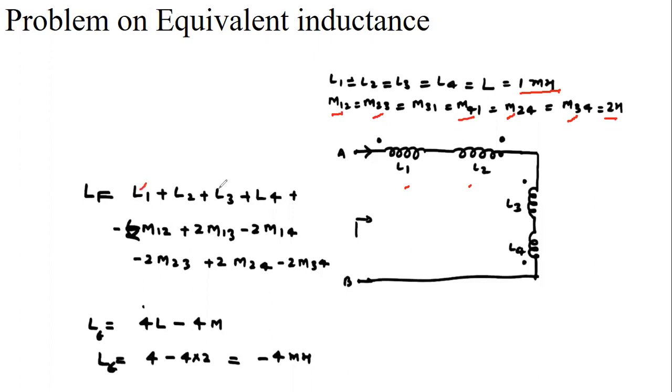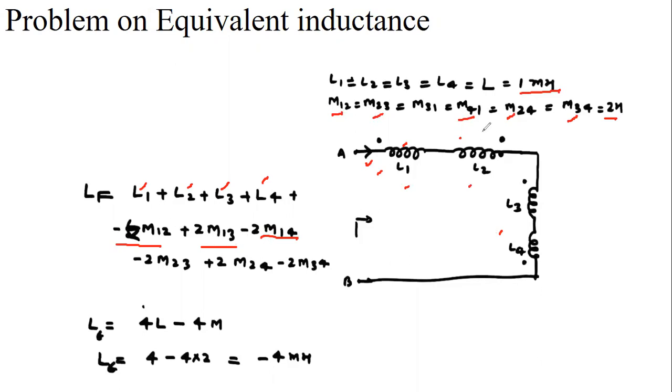The individual inductances are added: L1 plus L2 plus L3 plus L4. The coils L1 and L2 are opposing each other, so this is minus 2M12. Coils 1 and 3 are supporting each other, so this is plus 2M13. Coils 1 and 4 are opposing each other, so this is minus 2M14. So first, between 1 and 2, 1 and 3, and 1 and 4, these are M12, M13 and M14.